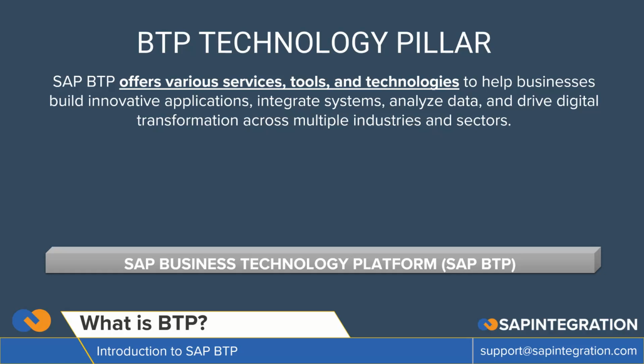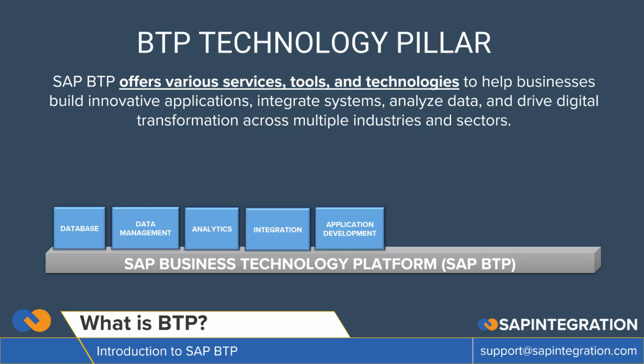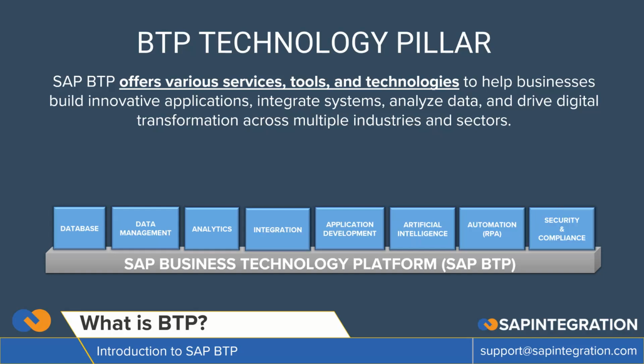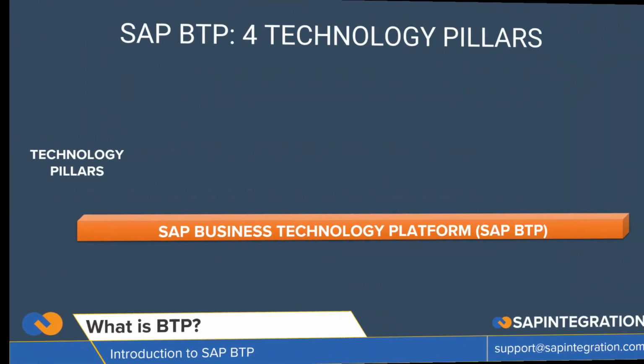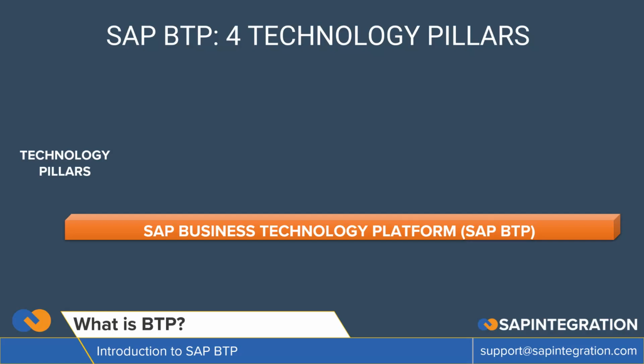Well, SAP BTP provides tools and technologies that address areas like database, data management, analytics, integration, application development, AI, automation, security and compliance. So when any customer buys services in SAP BTP, they are actually running their business process using tools inside SAP BTP. And SAP has grouped all the components of SAP BTP under 4 areas, and they call it a technology pillar. So here are the 4 technology pillars of SAP BTP.